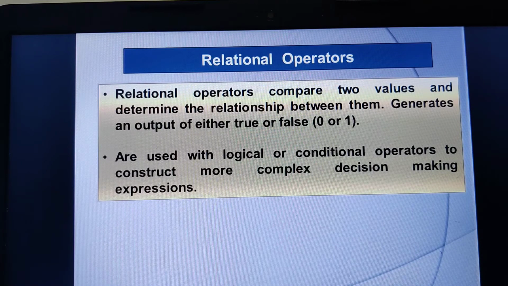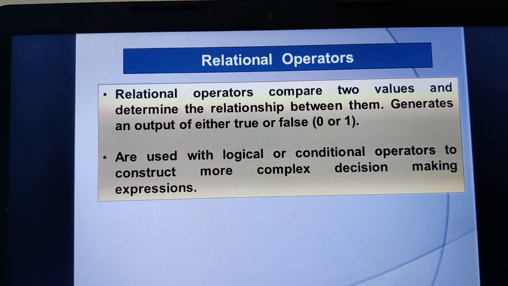When we have such big expressions, with more operands to operate and more mathematical functions to perform in a single expression, then in such complex decision making expressions we are using the relational operators. Further, with some examples I'll show you how we are using the relational operators. Now let us see the table.